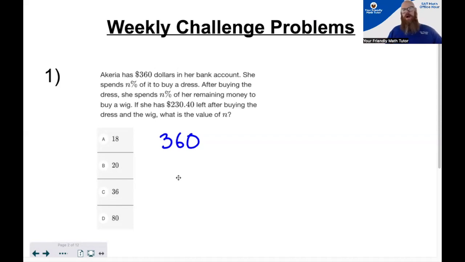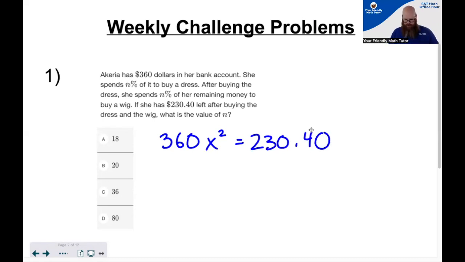All right. So what I'm more concerned about is what percentage she has remaining, and that's what I'm going to multiply by. I'll figure out what she spent after the problem. So we did 360, multiplied by some decimal. That's a better way to look at it. And then we multiply by that decimal again, which is not going to be n. That's why I'm choosing a different variable. And then in the end, we have $230.40.